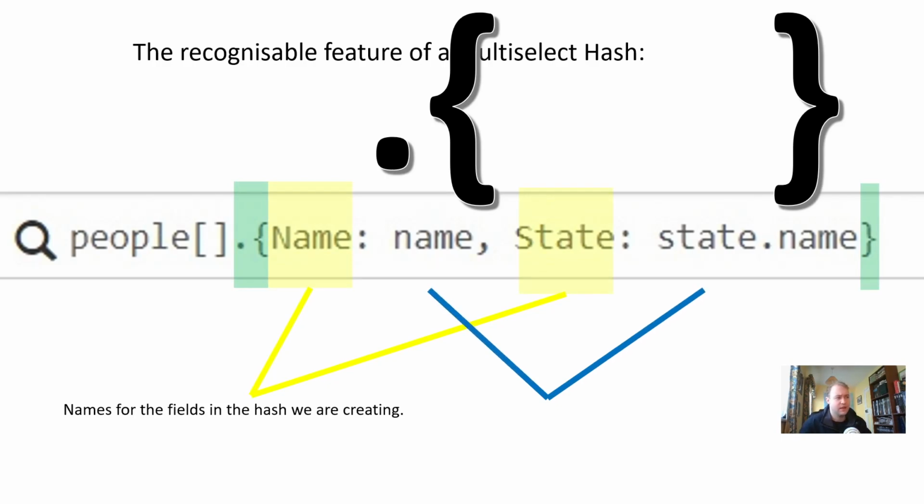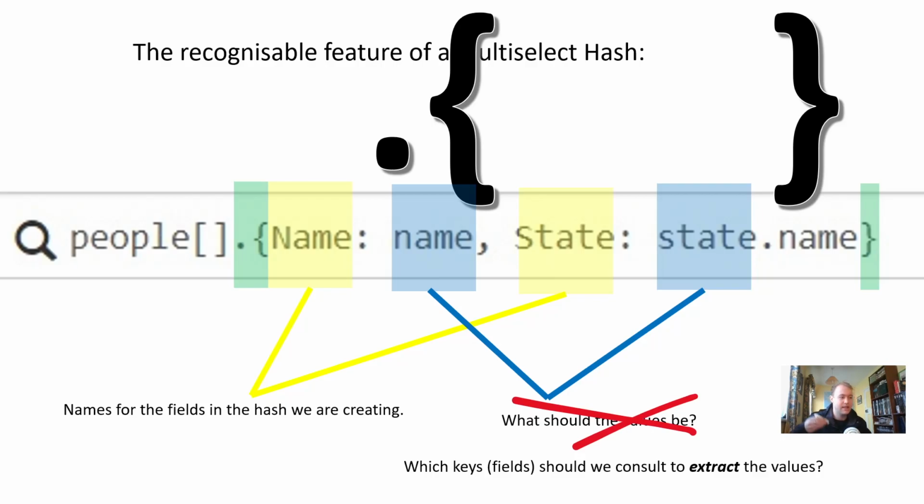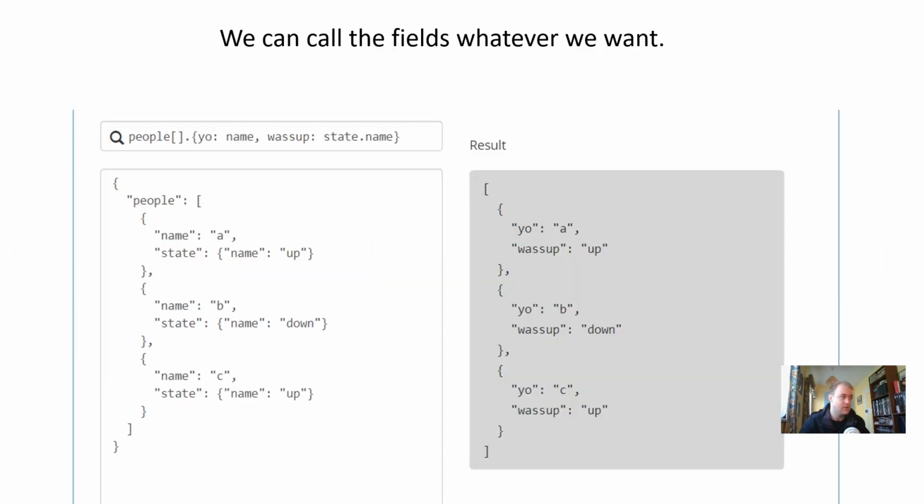And just be careful here. After the colon, you might think, after the colon, this is what the values should be. Which keys should we consult to extract the values? And the labels can be anything. We can call the fields whatever we want. So I've put yo, what's up? Appears in the result. Yo, what's up?